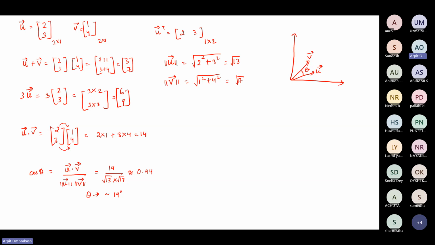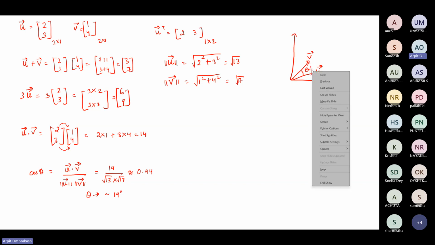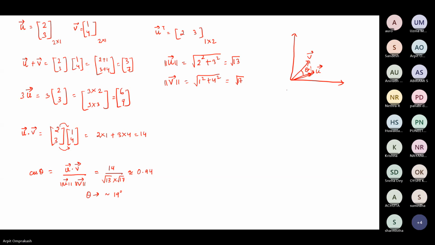Sir also talked about, at last, the projection of a vector on another. So basically, if we were to project a vector on another, what we are doing is drawing a perpendicular from one vector to another, the one we want to project to the one we are projecting on. And this vector here that we get is the projection of V on U. The formula for that is: projection of vector V on U is given as the dot product of V and U divided by the magnitude of U squared, into U.